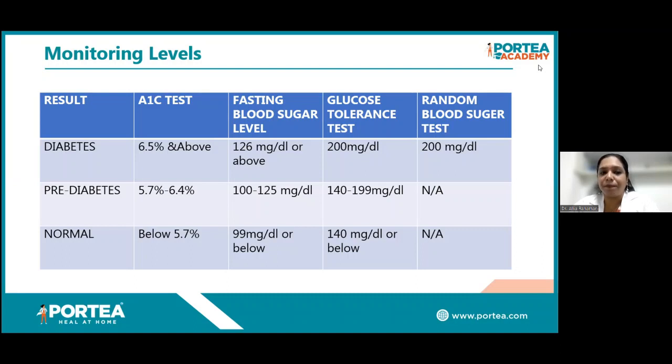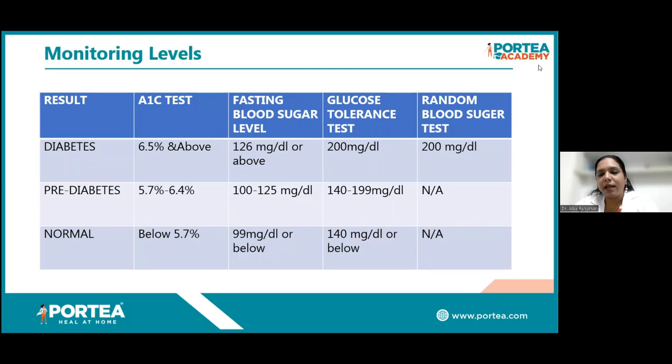If you are a pre-diabetic, means you are not a diabetic, you are on diet modification, the expected HbA1c is between 5.7 to 6.4. And if you are never a diabetic, then we will always consider a normal report to be below 5.7. So we have to see which blood sugar level is for you.